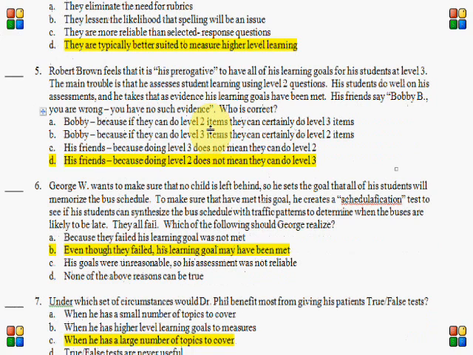Question 5, the whole Bobby Brown thing. The idea here is that he has level 3 goals, but he has a level 2 assessment. Now, his students could do well on those things, but the correct answer is D, that they may do well on them, but it does not mean that they have met the goals.